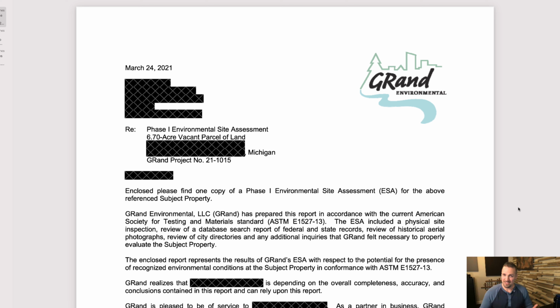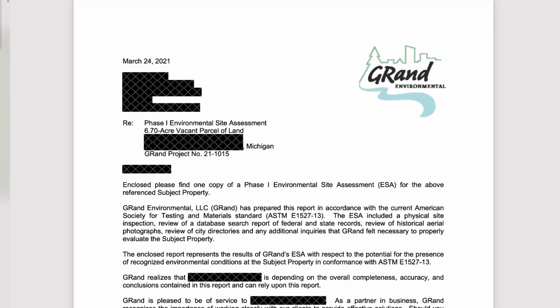And if a Phase 1 does not come back clean, then the next step is to get a Phase 2, and that's where they actually go out and do soil borings and drill into the ground and pull out samples to see, is this contaminated? And if so, what kind of contamination is it? And what do we need to do to fix the problem or at least mitigate the situation? That's going beyond the scope of this video. In this video, I'm just going to show you what a Phase 1 is, why it's necessary, and how to make sense of it. So with that all out of the way, I'm going to start jumping into this.